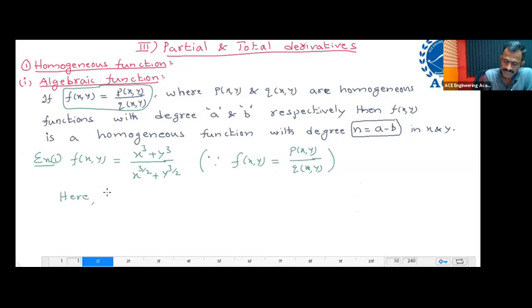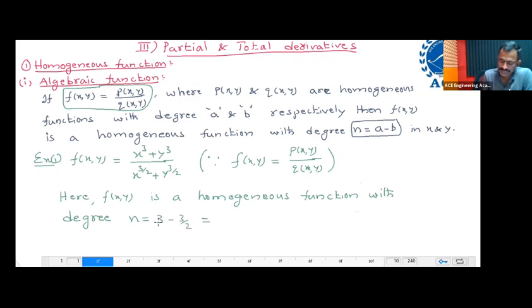Here, f of x comma y is a homogeneous function with degree n equal to numerator degree minus denominator degree. Numerator degree is 3, denominator degree is 3 by 2, so n equals 3 by 2. So this degree may be any number.